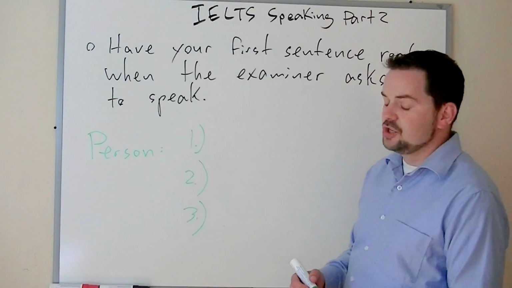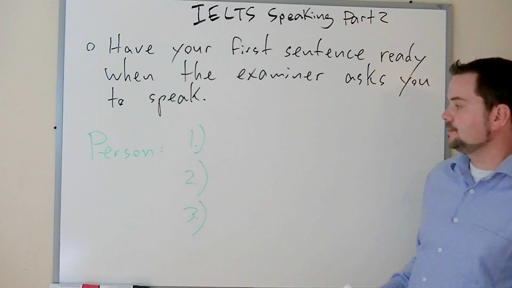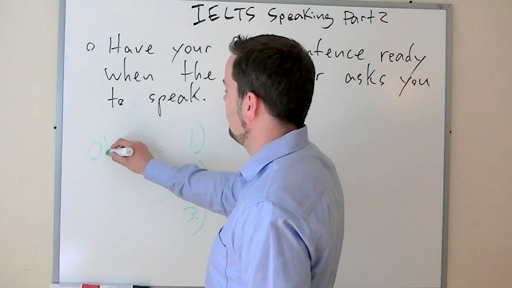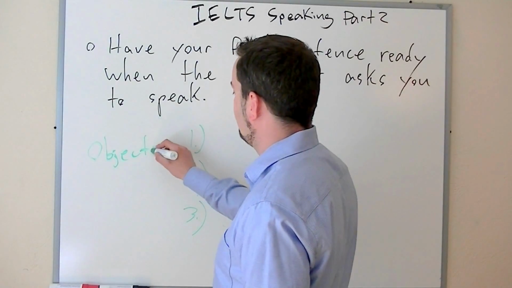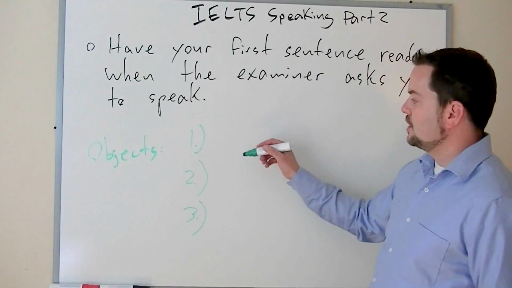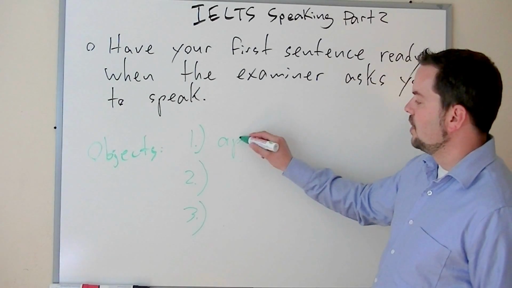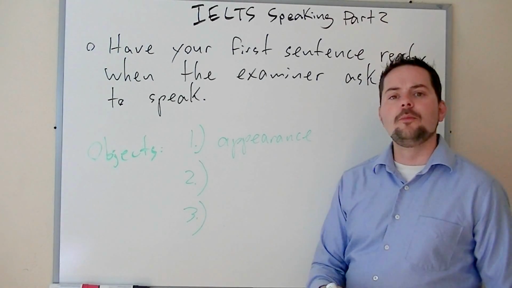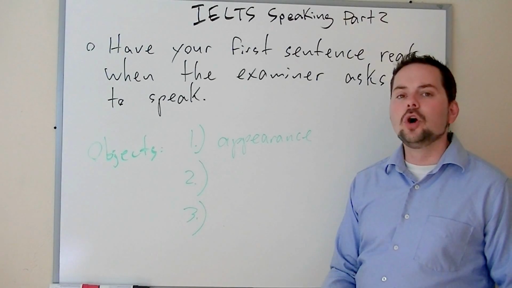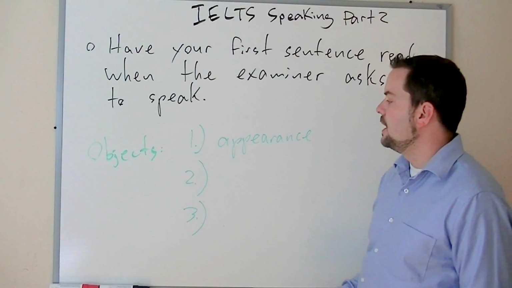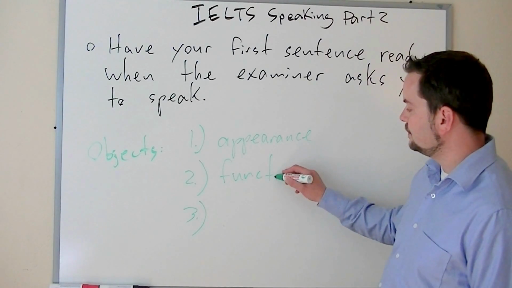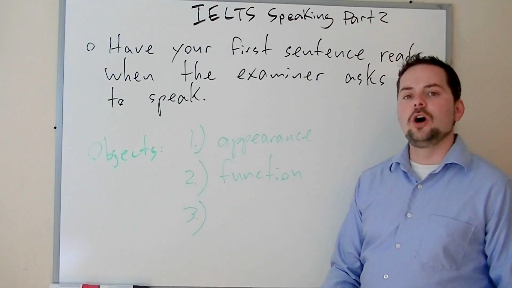So with objects, first, the same as with people, you want to describe the object's appearance. So, what does this object look like? Okay? And then you can describe its function. What can this object do?